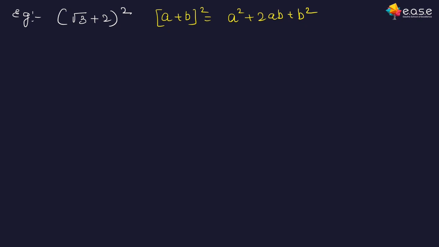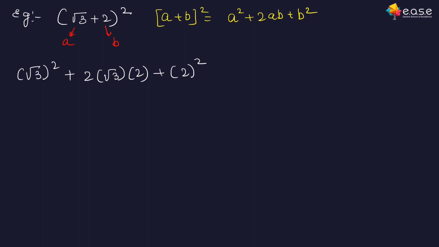Okay, let's take one example. Let's take root 3 plus 2 the whole square, correct? Here we have to use a plus b the whole square, which is equal to a square plus 2ab plus b square. This is your a, and this is your b. Set them in the formula and you'll get root 3 square plus 2 into root 3 into 2, that is 2ab, plus 2 square.